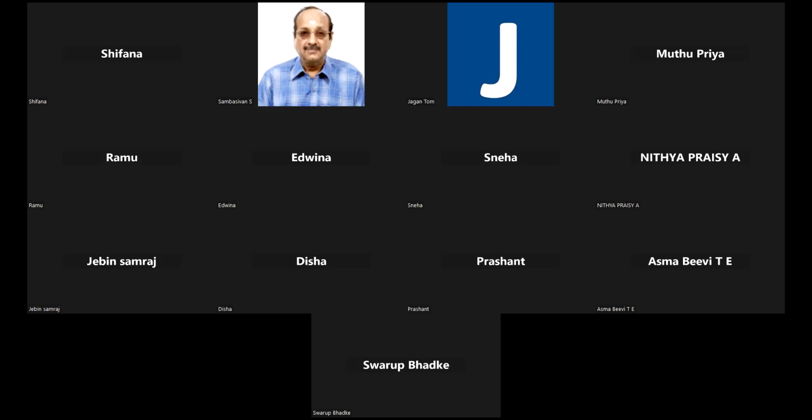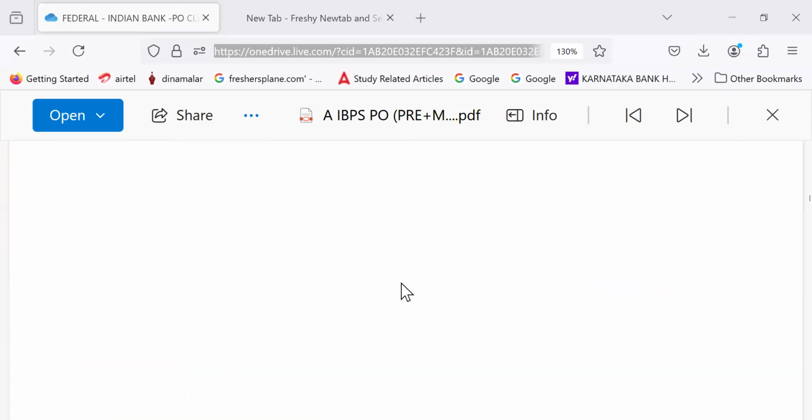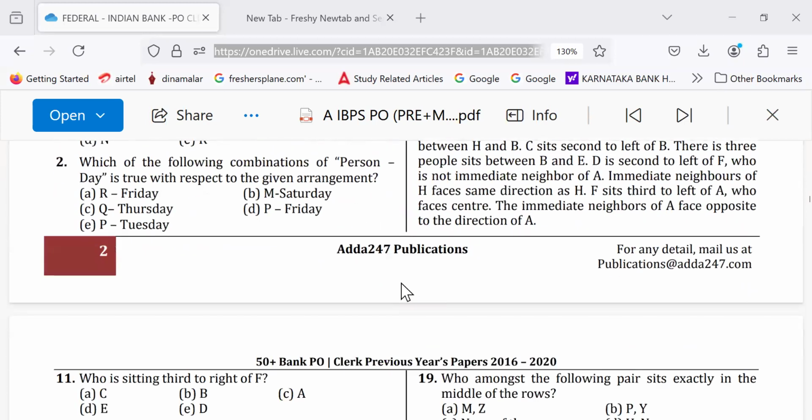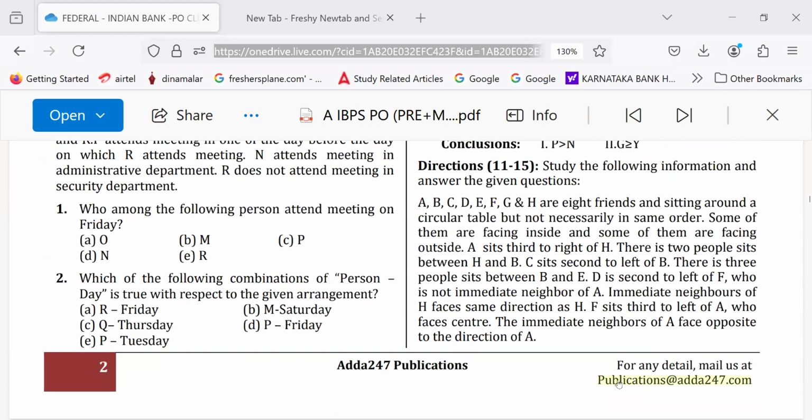Again, this paper. Now, we will do some other question. I don't know how the question will be. I want something which is not very lengthy. That is why I am struggling. Now, please take up 11 to 15.